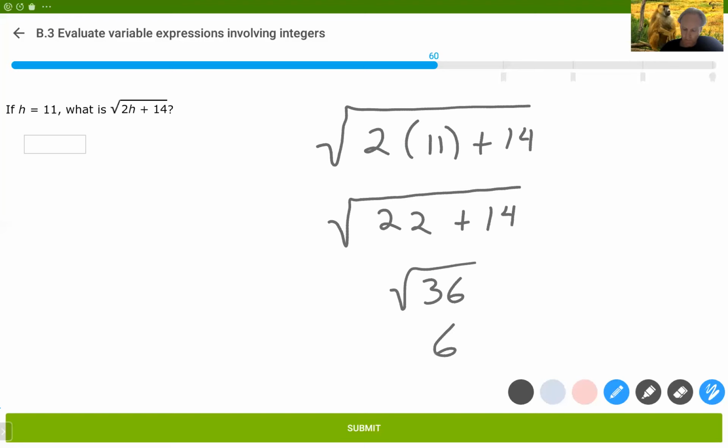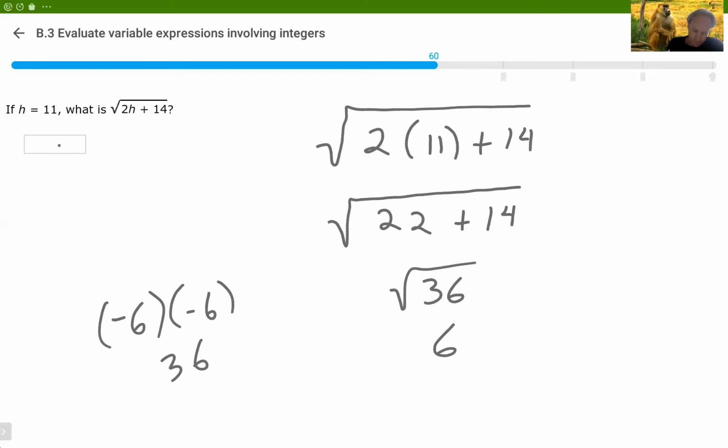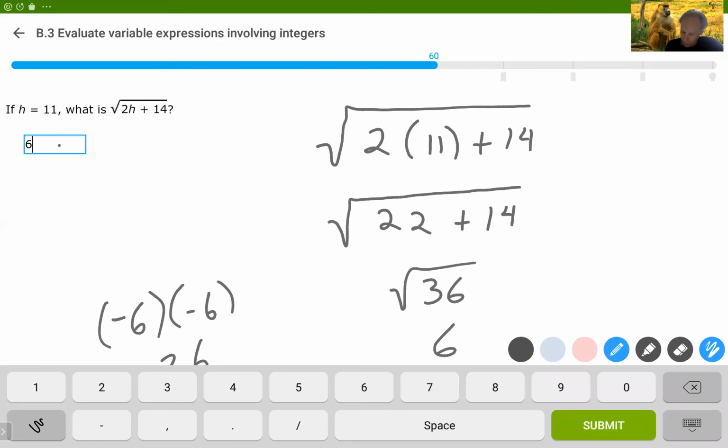Now, a lot of people are confused because they know that if they're solving, they get a positive or a negative square root. And it is true that negative 6 times itself is 36. But when we talk about the square root, we're talking about just the positive part. So this is just the 6, the positive square root.